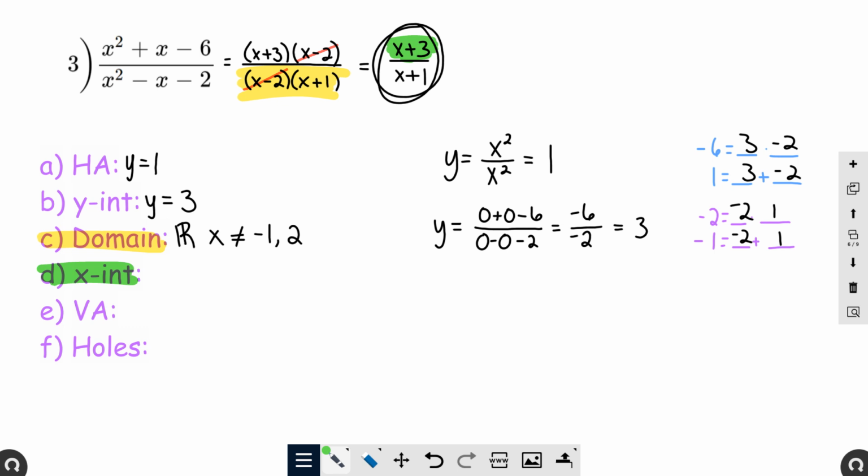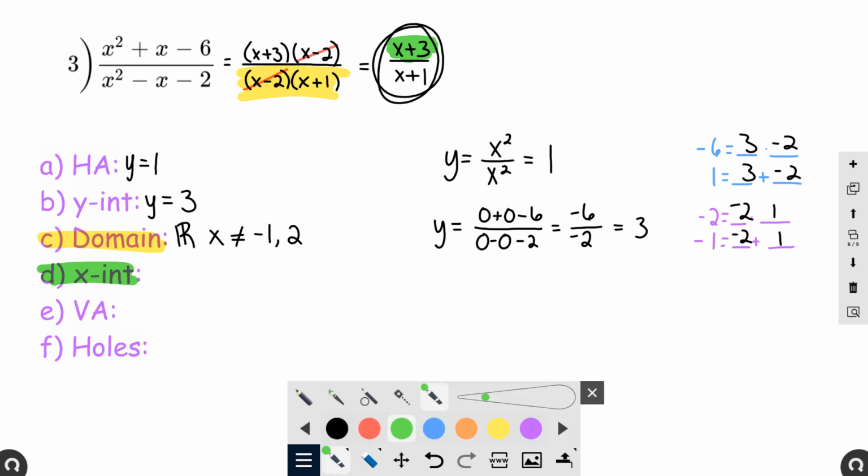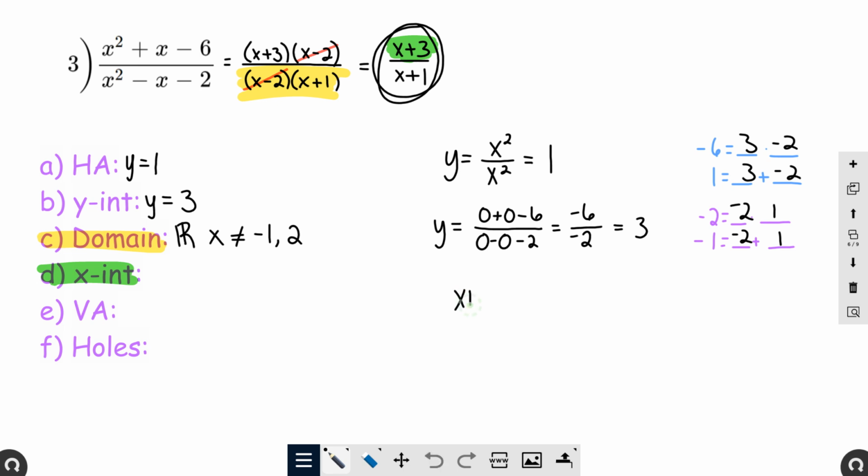So it's kind of like that simplified final answer. So what's in my numerator? X plus 3. So we're going to take x plus 3, set it equal to 0, and solve. So x would equal negative 3. A lot of people forget that last step, and they write on the paper x plus 3, but I'm not looking for what's in the numerator. I'm looking for once you solve it for x.